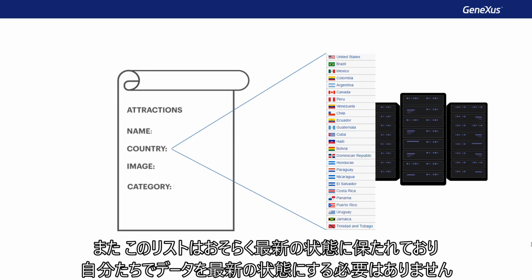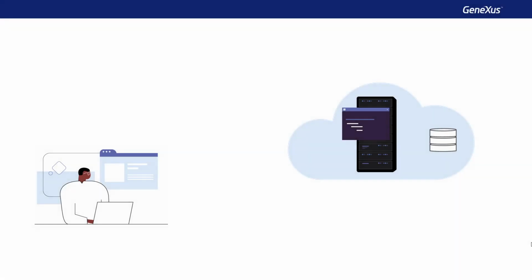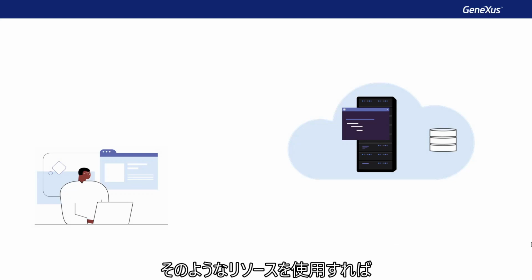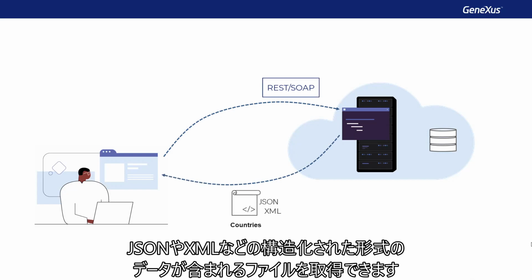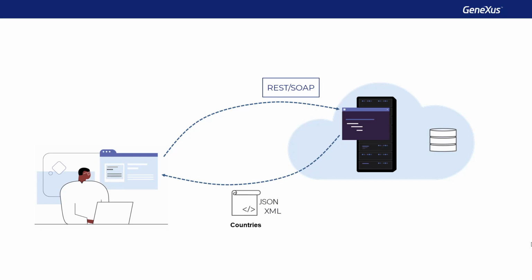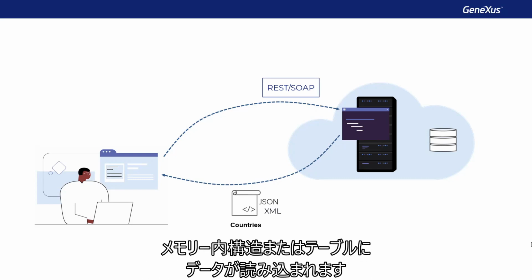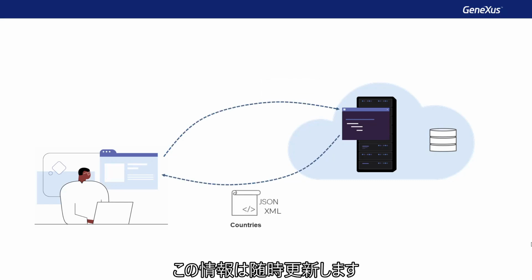In addition, this list will probably be kept up to date and will save us from having to keep the data up to date. One solution to this is to connect to a web service that publishes the list of countries as a service. Consuming that resource, we can obtain a file with the data in structured form, for example, JSON or XML. This data is used in our application, either to populate an in-memory structure or a table. We'll update this information from time to time.